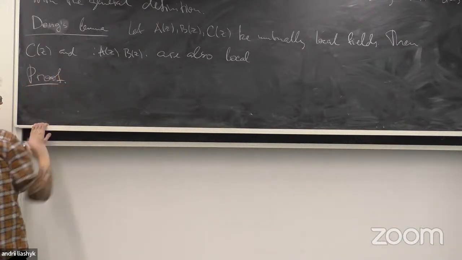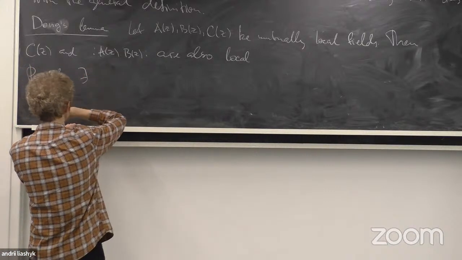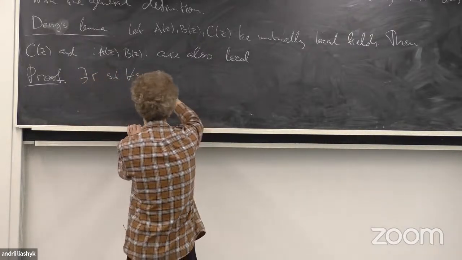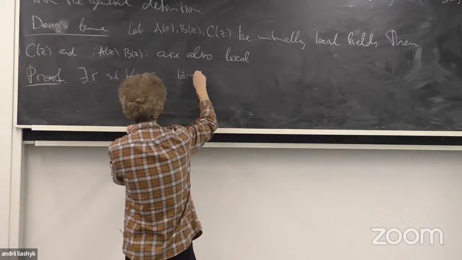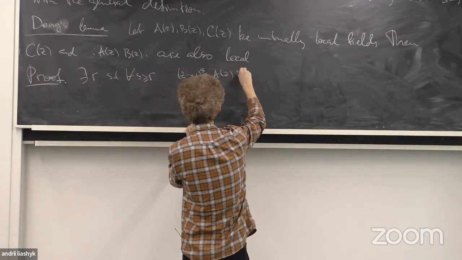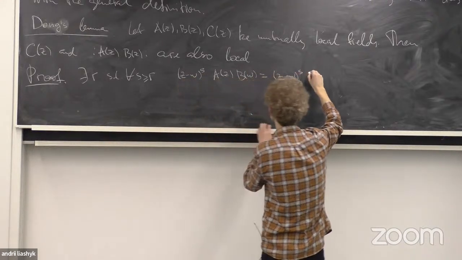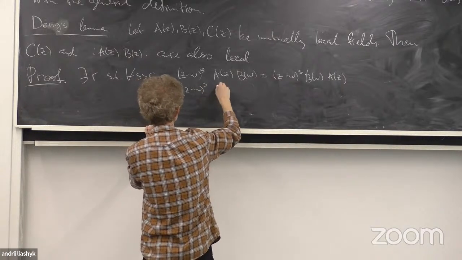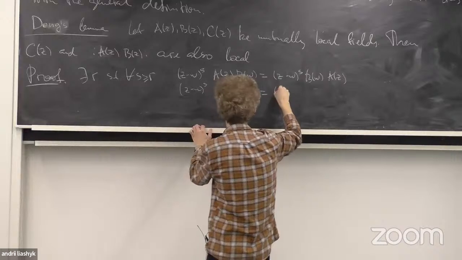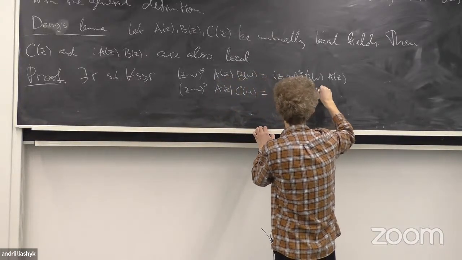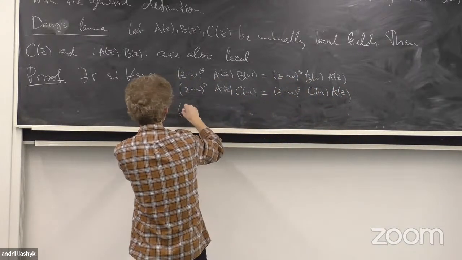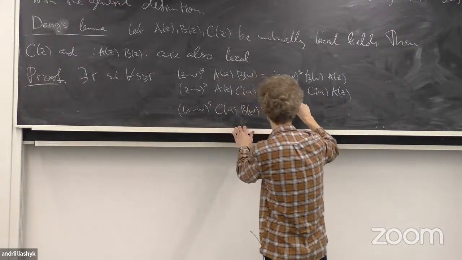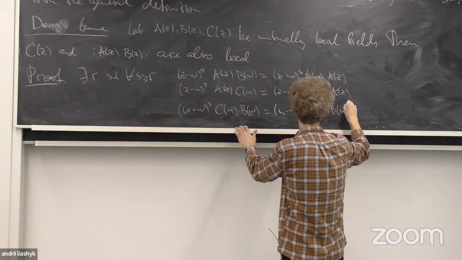So we know that there exists a number R such that for any S greater than or equal to R, the following holds: (Z minus W) to the S A of Z B of W is (Z minus W) to the S B of W A of Z, and (Z minus U) to the S A of Z C of U is (Z minus U) to the S C of U A of Z, and (U minus W) to the S C of U B of W equals (U minus W) to the S B of W C of U. Okay.